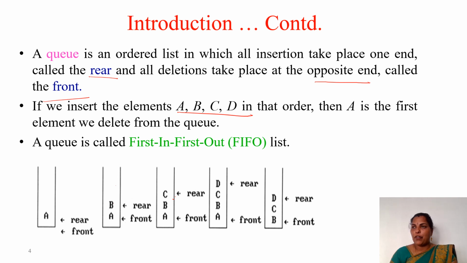And to perform deletion, deletion happens at the front. To perform deletion, we have to increment the front and remove this element. Here you see the front is pointing to A. If we increment, it points to the next position where B is. So now front is pointing to B and A is deleted. So these two are the basic operations in the queue abstract data type.